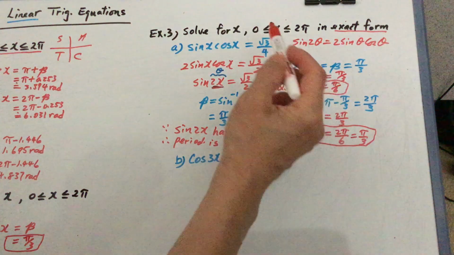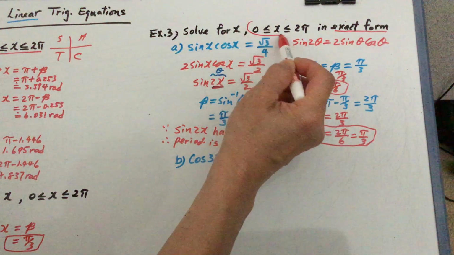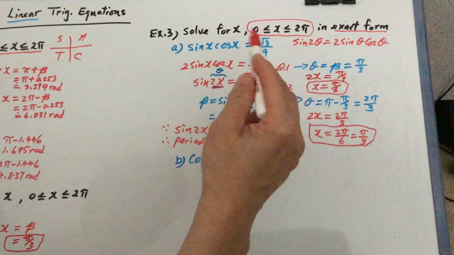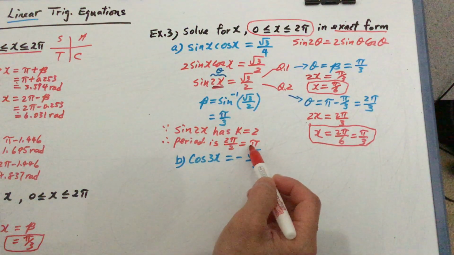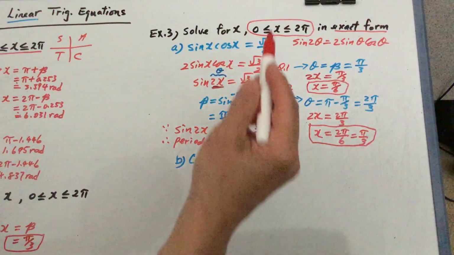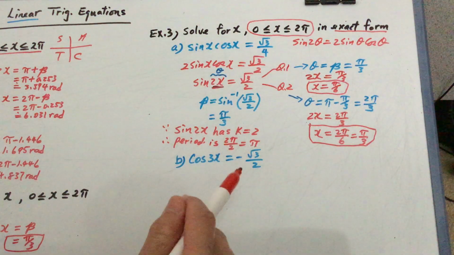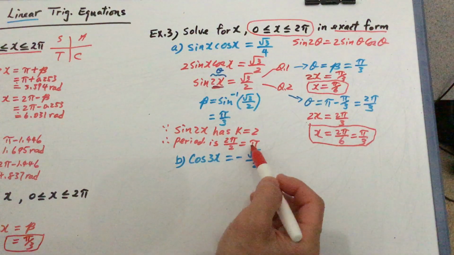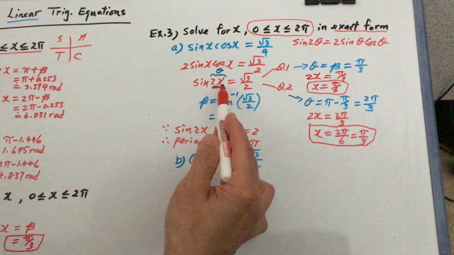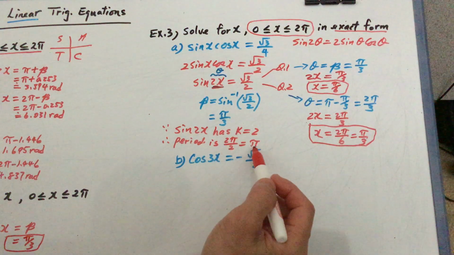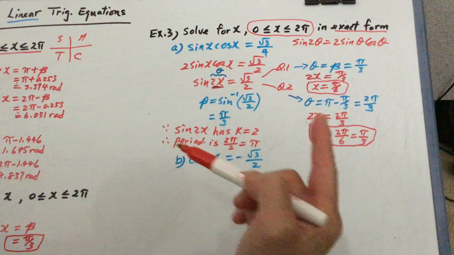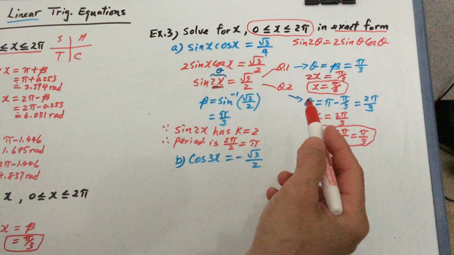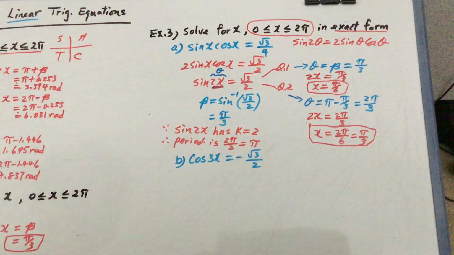Okay, so that means when x is between 0 and 2 pi, within that given domain, if the period is only pi, I will have 2 cycles happening within this given domain. Because this function, sine 2x, only has a period of pi. So 1 pi gives you 1 period. So between 0 and 2 pi, you will have 2 periods in it.